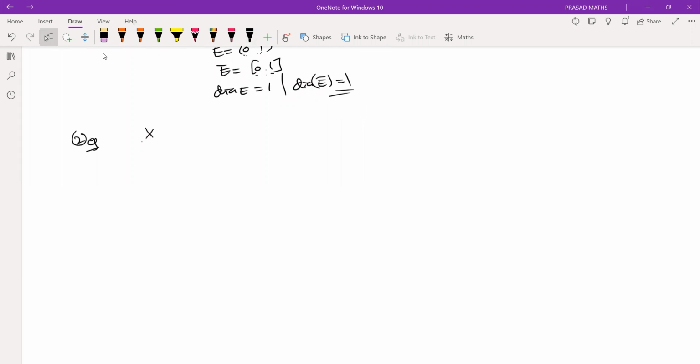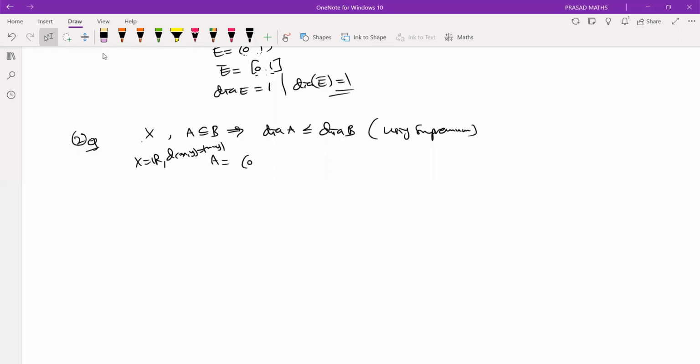Suppose your metric space is X. Suppose A, B are subsets of X, with A a subset of B. Right? So the diameter of A is always less than or equal to the diameter of B. One can easily prove it by using the supremum property. For example, you start with X equals R with respect to the usual metric. You can take A equals open interval (0, 1) and B equals, suppose, (-1, 3). Right? So one can easily observe that A is a subset of B.